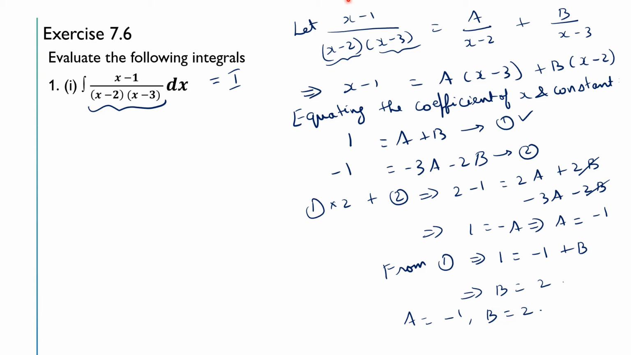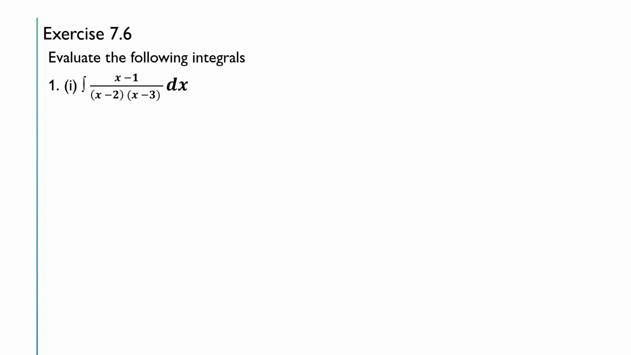Now if you want to integrate this, we can integrate these two separately, which is easy to find the answer. So let me continue here. So I will be equal to the integral of a by (x minus 2) plus b by (x minus 3), and we got a as minus 1, so it is minus 1 by (x minus 2) plus b we got as 2 by (x minus 3) into dx.